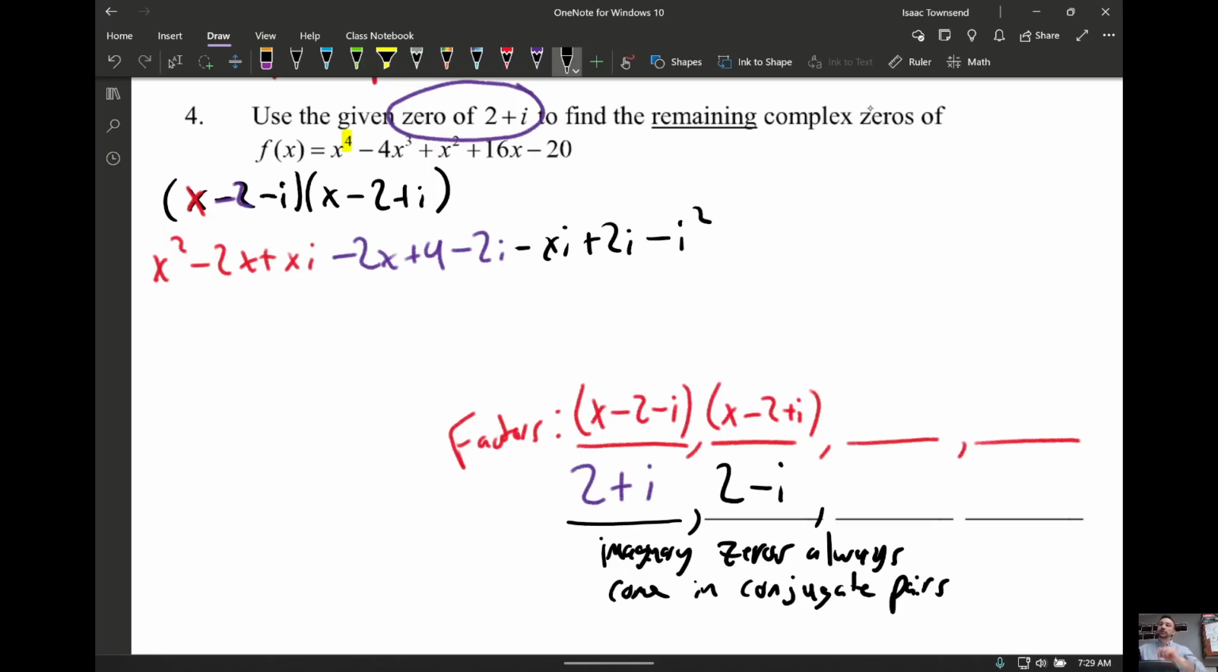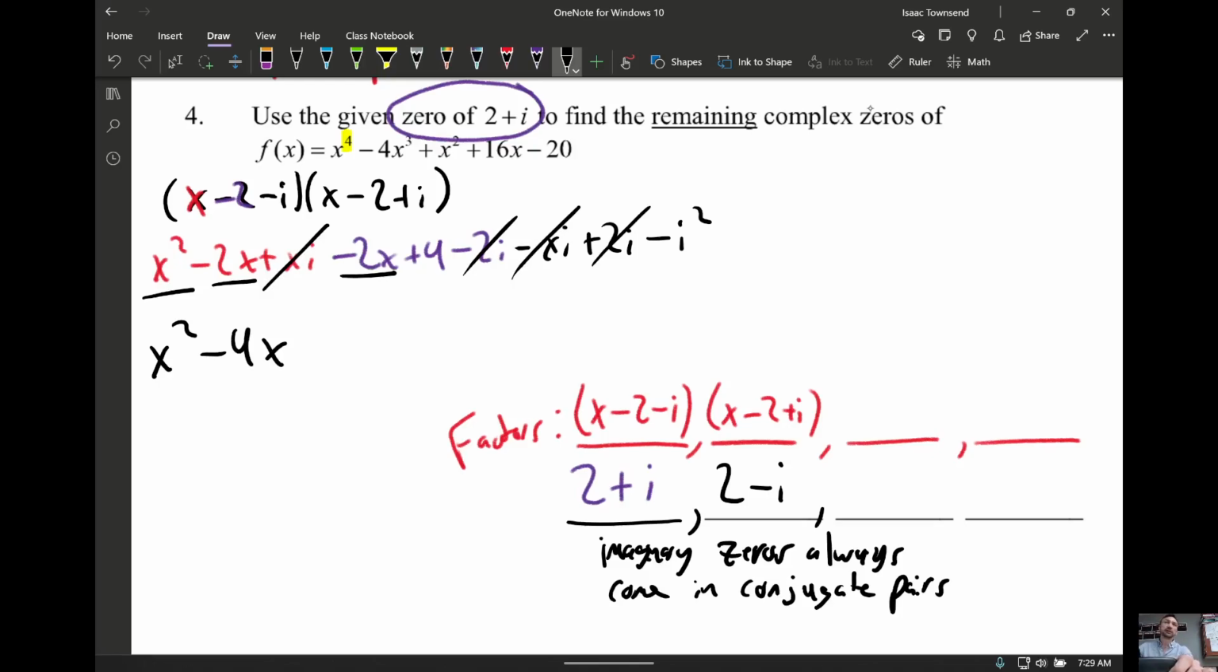Now, this looks really messy for a second, but notice how much of this is going to clean up here. So plus xi minus xi goes to 0. Plus 2i minus 2i adds to 0. I've got an x squared. I could combine minus 2x with minus 2x to get minus 4x.